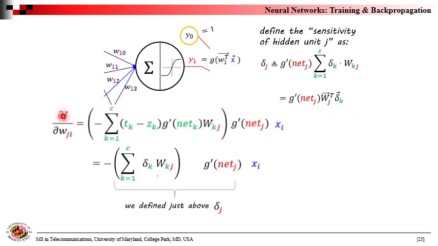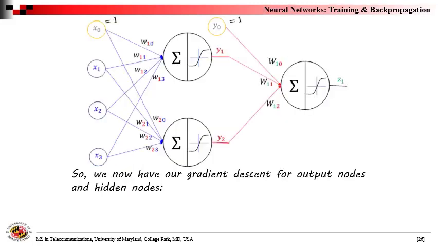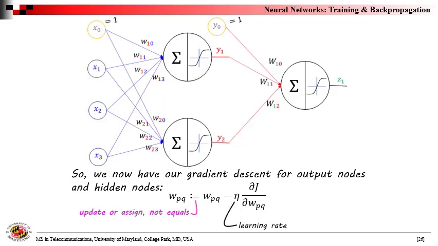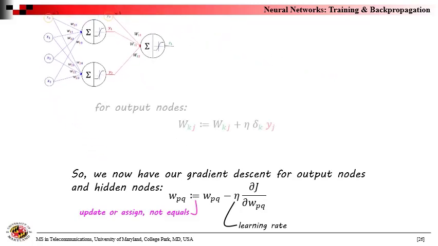We just defined this entire segment here to be called the sensitivity of hidden node j, so we can replace it: the partial derivative of the cost with respect to wji is equal to minus the sensitivity of hidden node j times the input i. We're good. So we have our gradient descent for output nodes as well as for hidden nodes. Either one of these is going to follow the same gradient descent method that we learned before, and we found out how to get those partial derivatives.